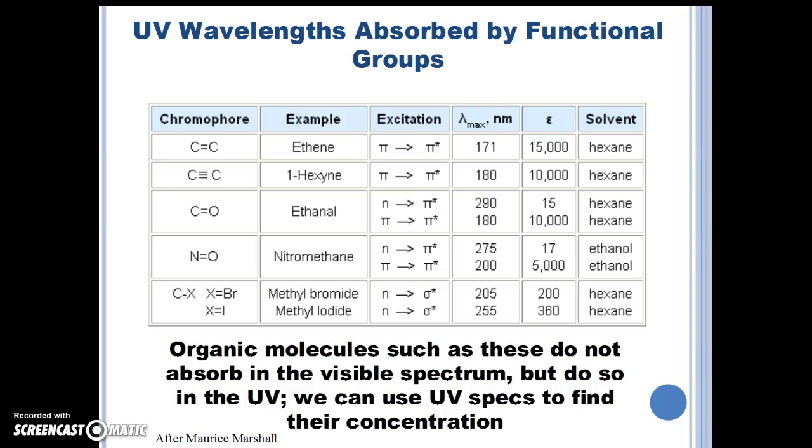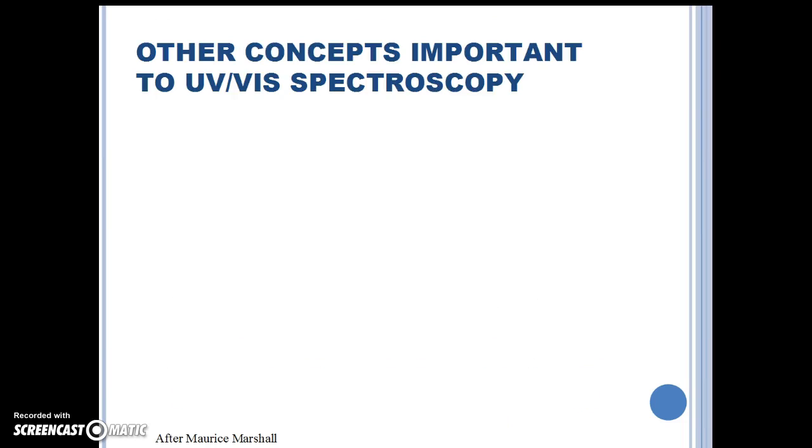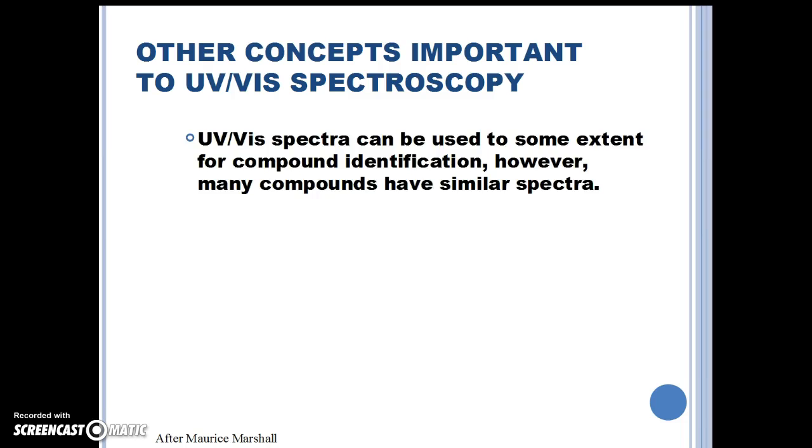spectrophotometry. Organic molecules such as these do not absorb in the visible spectrum. That's why they're not colored, but they do absorb in the UV. And so we can use the ultraviolet spectrophotometer to find concentration as we do with colored salts with the visible light spectrophotometers. Here are some other concepts important to UV-VIS.